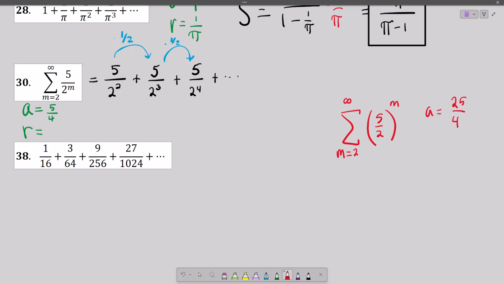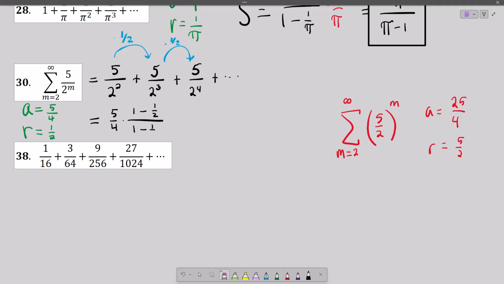25/4? Yeah. So A is the first term, and R in this case is going to be 5/2. Here, because the m is an exponent on both, you have a repeated multiplication of 5 over 2, whereas in this example, we just have a 1/2. So our series will add up to A, which is 5/4, multiplied by 1 minus R.